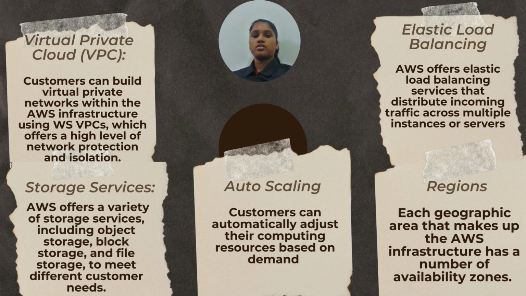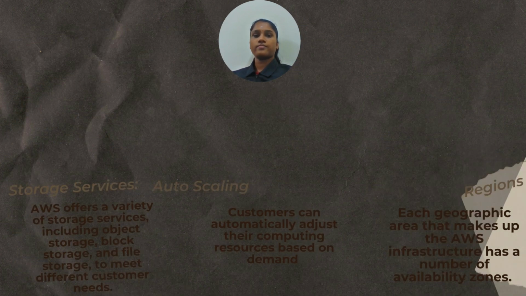The fourth one is regions. Each geographic area that makes up the AWS infrastructure has a number of availability zones. With a high degree of fault tolerance and availability for consumers, regions are made to be totally isolated from one another. The last concept is elastic load balancing. AWS offers elastic load balancing services that distribute incoming traffic across multiple instances or servers.